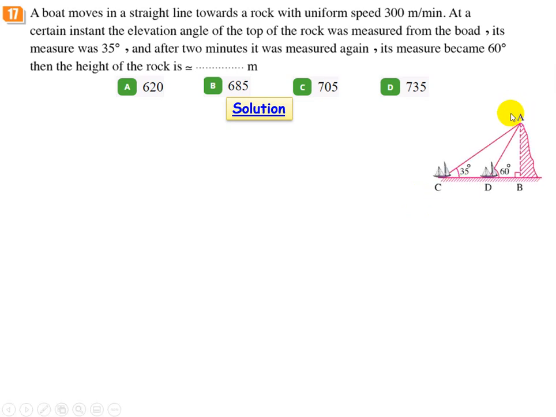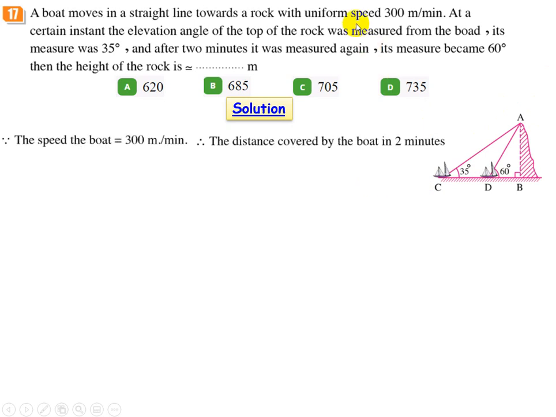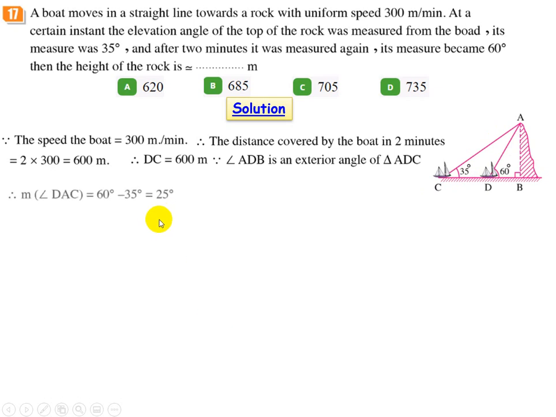After drawing the question and completing the angles, you know that uniform speed equals distance over time. So the distance between the two points C and D equals 2 times 300, which will be 600 meters. Angle ADB is an exterior angle of the triangle ADC, so angle DAC equals 60 minus 35, which will be 25.